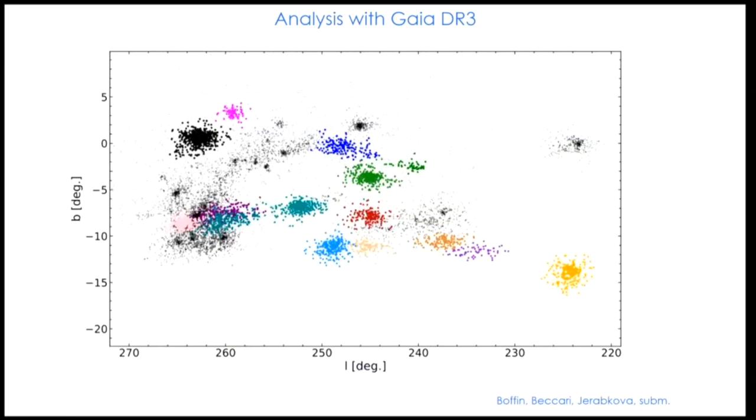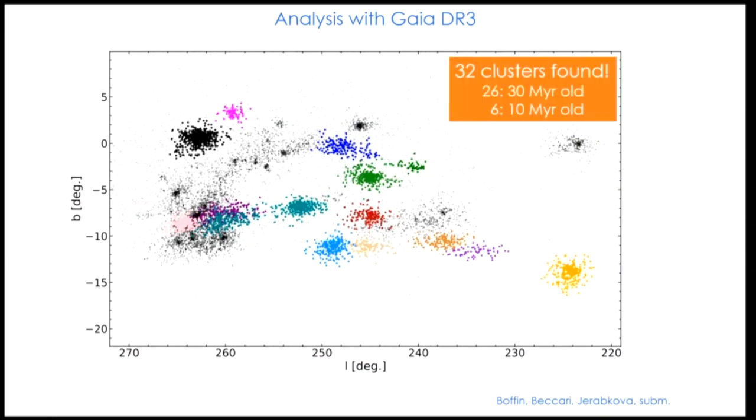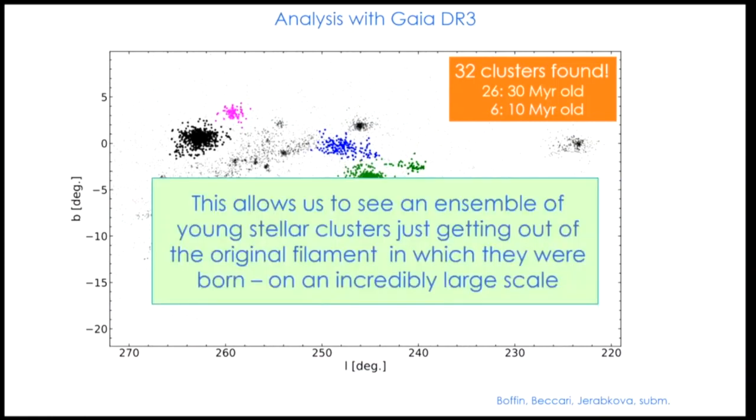And we have done the same analysis now with the new Gaia data, DR3, and in fact, it becomes even more impressive because now we have even more clusters that we can identify there. So we now have 32 clusters which were found in this region, 26 which have the same age of 30 megayears, and 6 which are 10 megayears old. And so we can just see an ensemble of young stellar clusters which are just getting out of the original filament from which they were born on a very large scale.